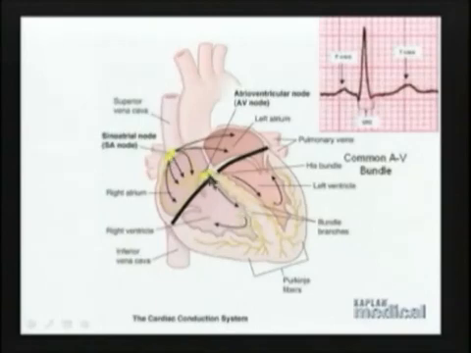Similarly, if we want the AV node to increase or decrease the retardation of the impulse, in other words, to change the PR interval, then sympathetics would tell it to shorten the PR interval, parasympathetics would tell it to lengthen the PR interval. So the nerve supply to the heart modulates the cardiac cycle. It doesn't cause the cardiac cycle.